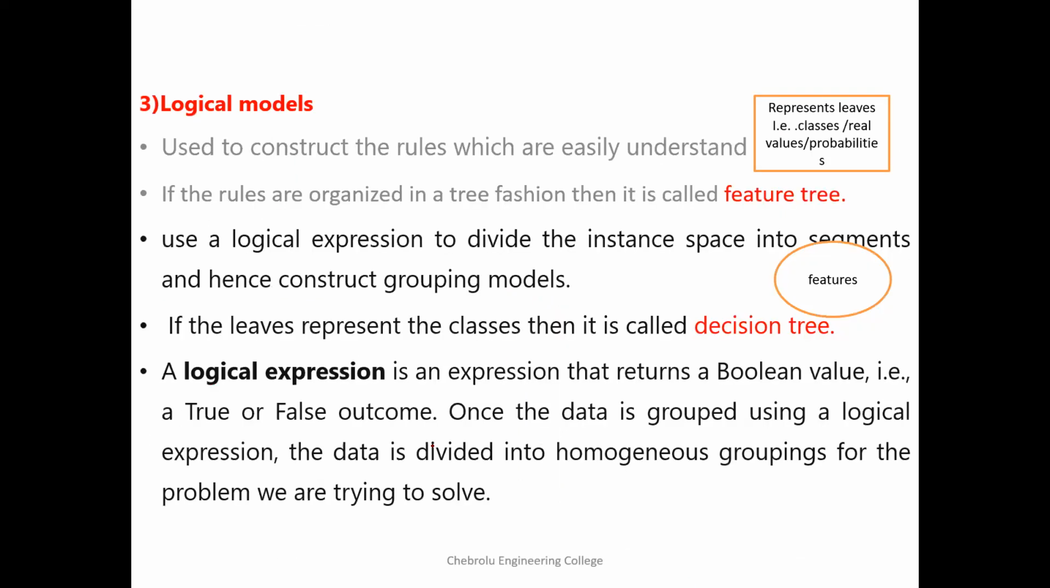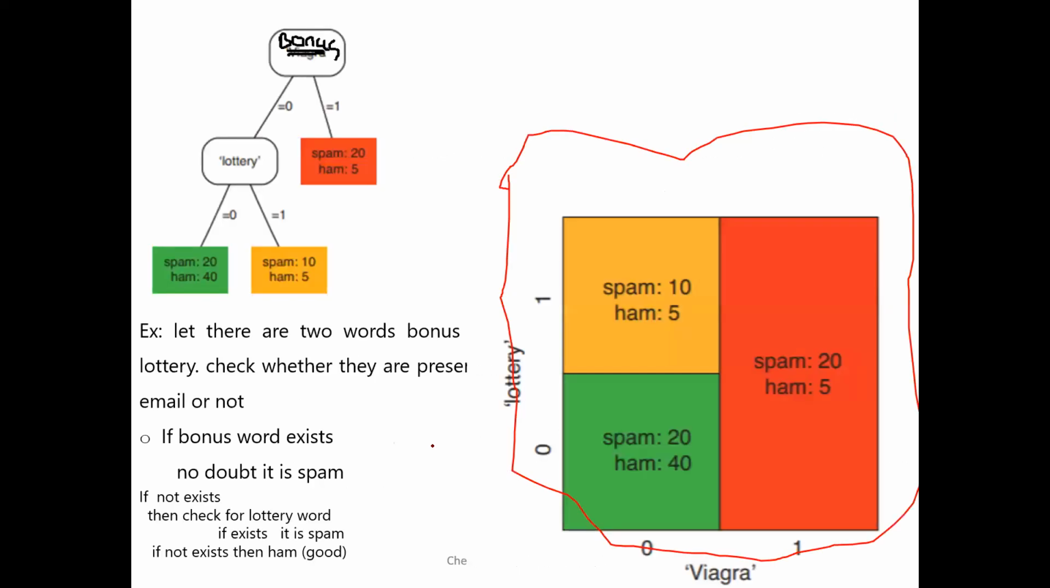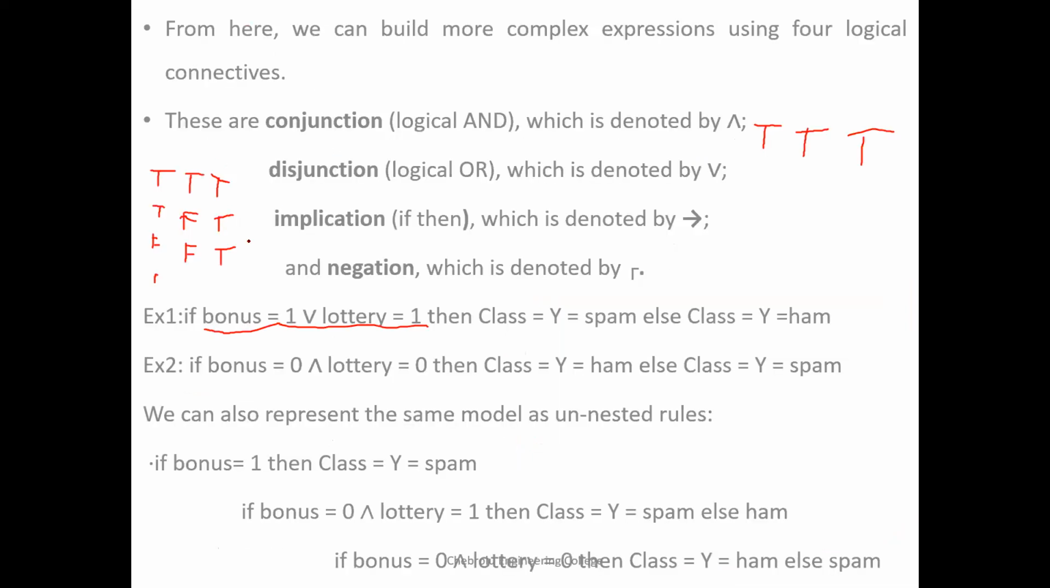In the logical model, we completely go with if-then-else. Here we can divide logical into two parts: one is called the rule model and the other is the tree model. Of course, this is only visualization. If you see visually, this is called the rule model, and this is called the tree model, and both follow if-then-else only.